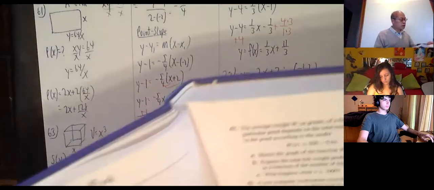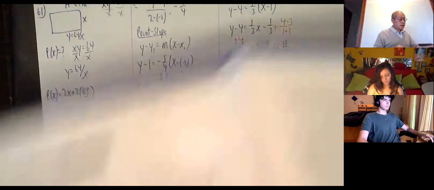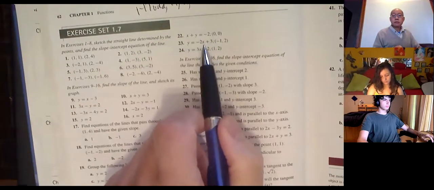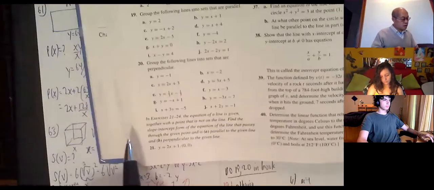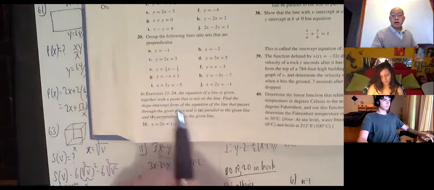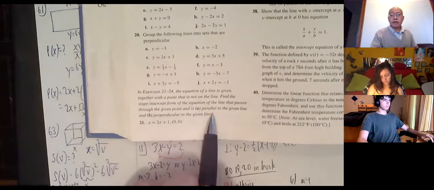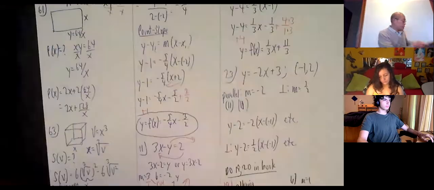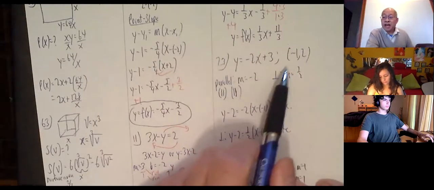Okay, 23. To give you this information, here's a point, here's a line. Come up with the equation of a line that goes through the point, parallel to the given line and perpendicular to the given line. So parallel and perpendicular. And how do you do that? Okay, so it has to go through this point.